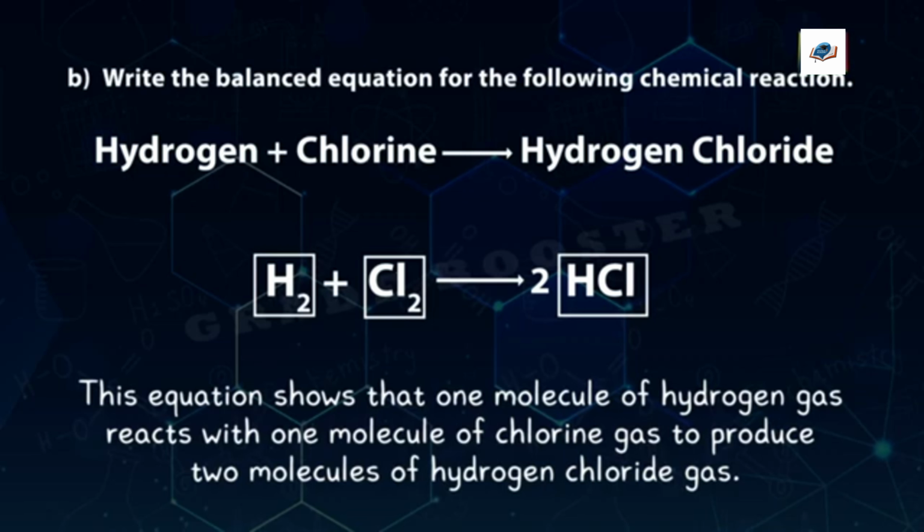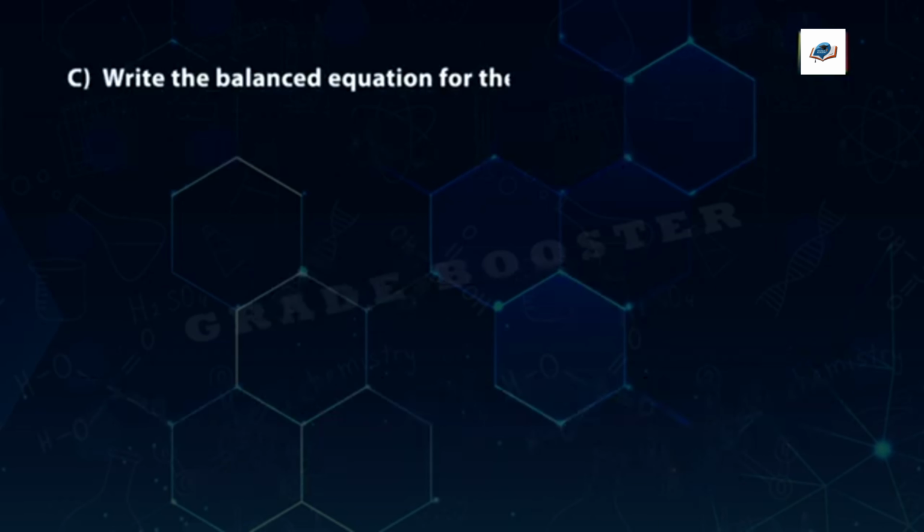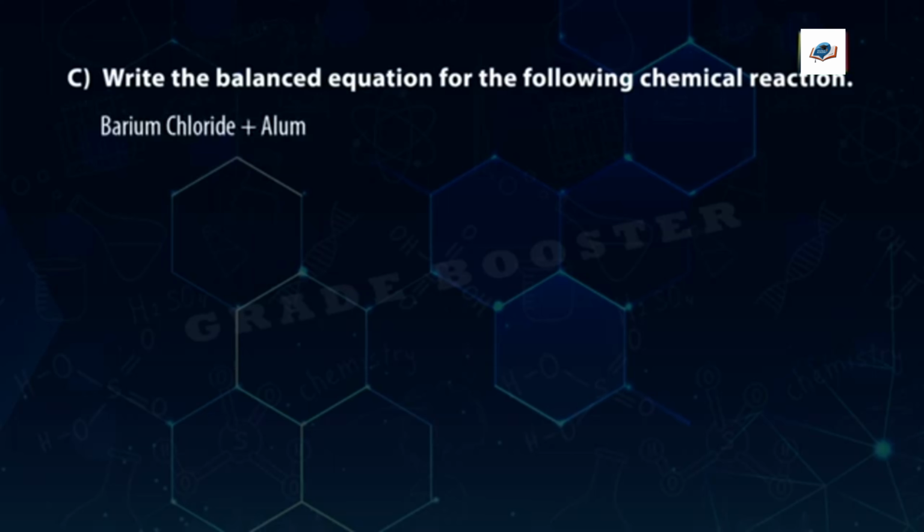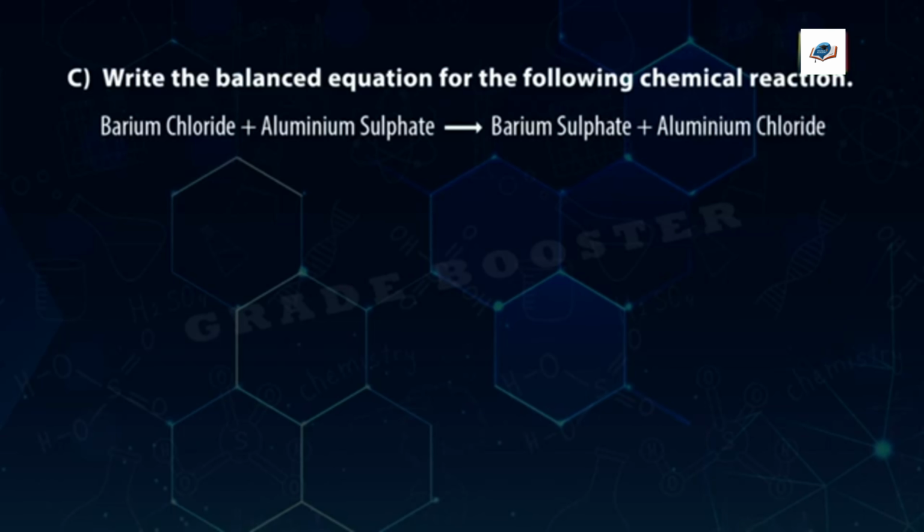Let's see the next one. Write the balanced equation for the following chemical reaction. Barium chloride plus aluminum sulfate gives rise to barium sulfate plus aluminum chloride. Now let us see the steps to write a balanced equation. First we write the unbalanced equation with reactants and products.